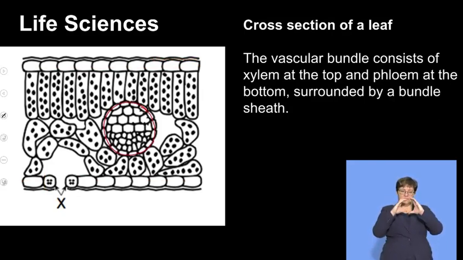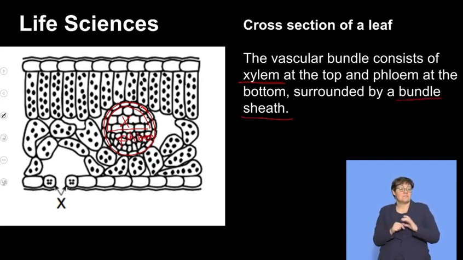One of the small vascular bundles. At the top, it's got big cells with thick walls, and that is your xylem cells. And we know because they've got thick walls, and then phloem cells at the bottom. So that's your xylem and phloem, and surrounding it, that layer of cells surrounding it, that is called the bundle sheath. And these are the tiny veins that we saw when we looked at the leaf skeleton, showing all the different veins.